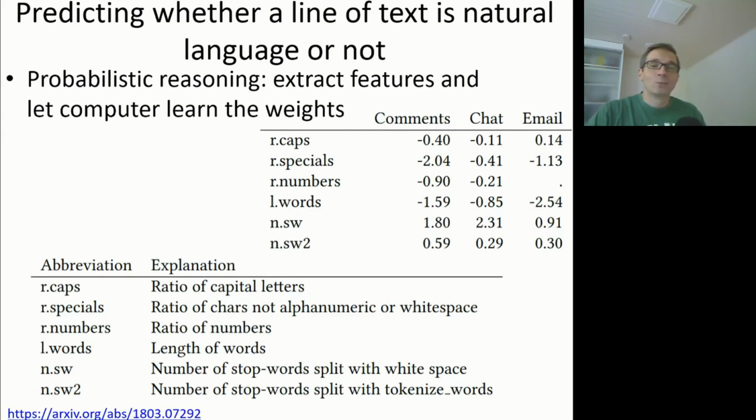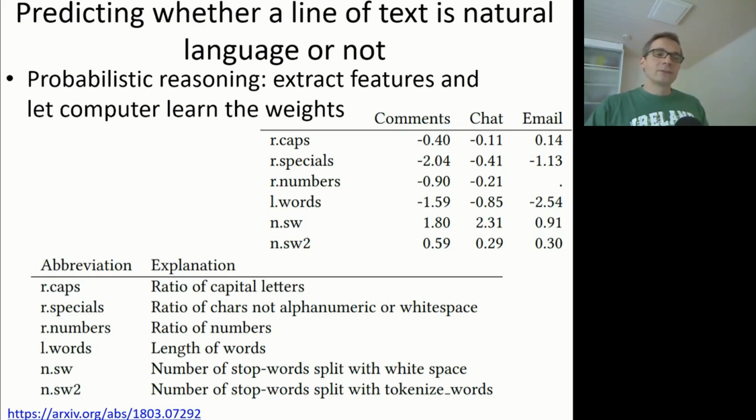Then we extracted some weights for these features to make the prediction whether a line of text is natural or not. You can see the weights here above. It is important to look at the sign. A negative sign predicts that this is non-natural language. For example, for comments, we can see that the features that predict that the line of text is non-natural are the ratio of capital letters, the ratio of specials, the ratio of numbers, and the length of words. The features that predict that it is natural language are the two different types of stop word features.